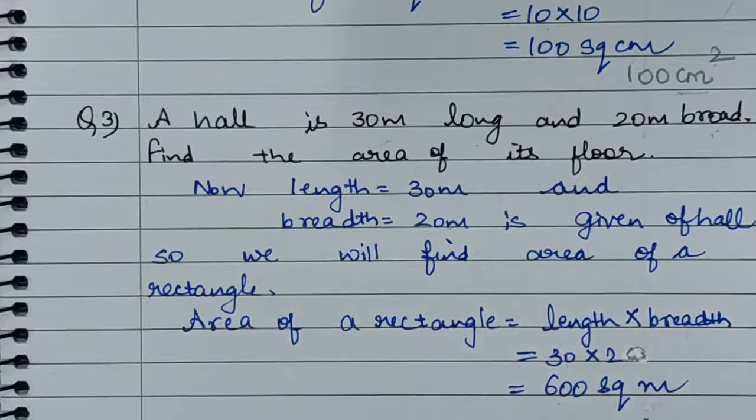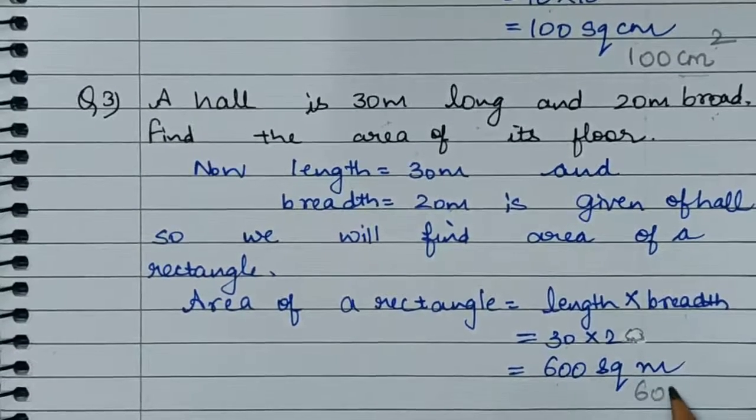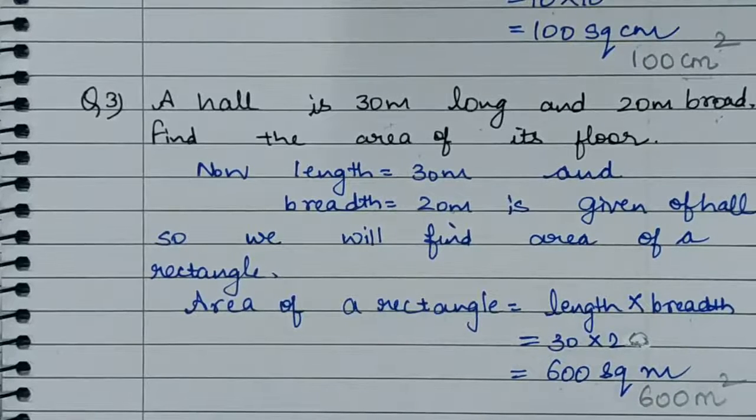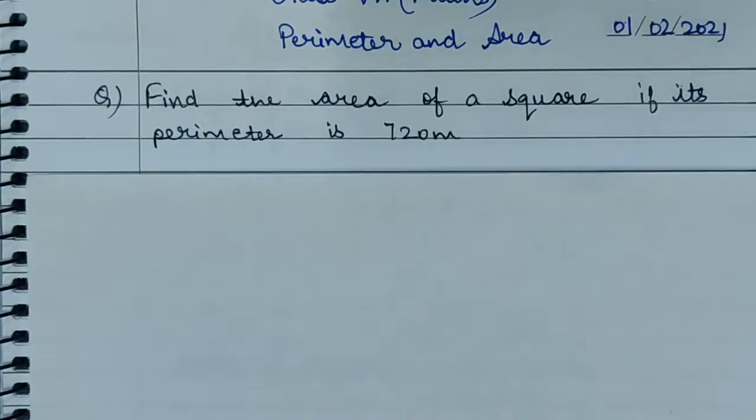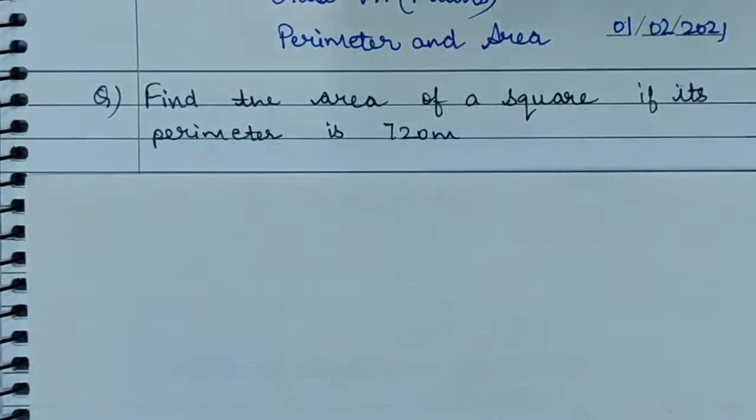We can also write it like this: 600 meters square. Clear? Now the next question is, find the area of a square if its perimeter is 720 meters.